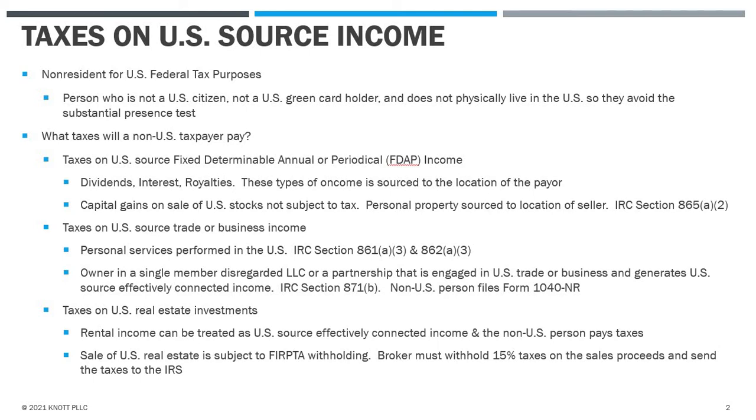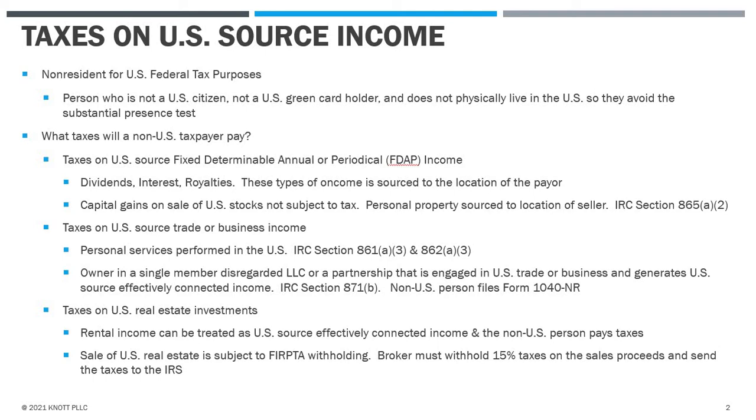So just to start with the definition here, a non-resident for federal tax purposes, again, it's a person who's not a U.S. citizen, they're not a U.S. green card holder, and they're not physically in the U.S. long enough to meet that substantial presence test, right? So the substantial presence test is basically if you're physically in the U.S. for greater than 183 days per year, there's an average computation there, you become a U.S. tax resident. If you don't meet that standard and you live outside the U.S., you're not going to be a U.S. tax resident.